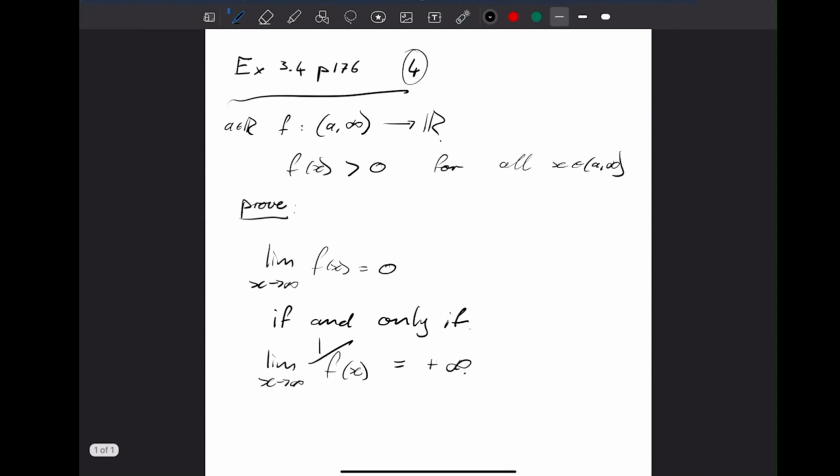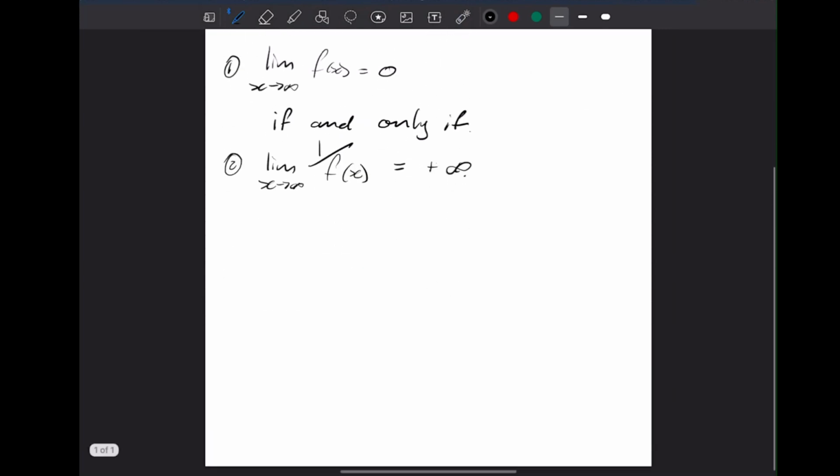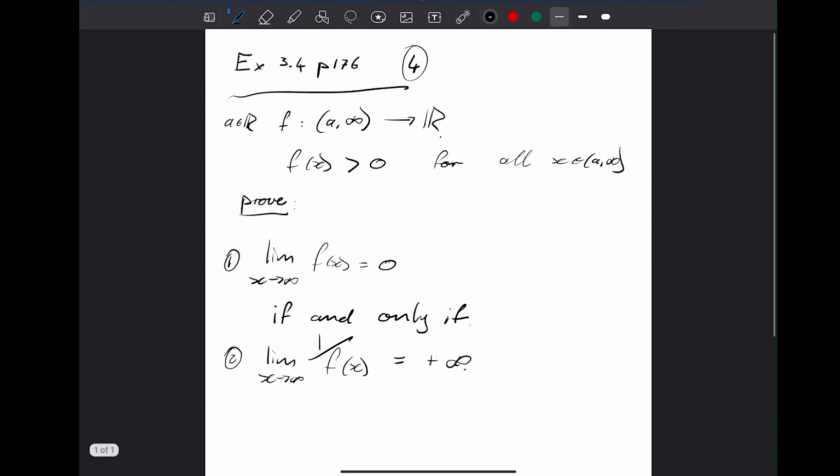Okay, so notice these words, if and only if. So we have to do two proofs. We have to assume this statement and prove that one, and then conversely we have to assume this statement and prove that one. So let's call this 1 and let's call that 2. And as always, we cannot do these problems if we do not know the definition.